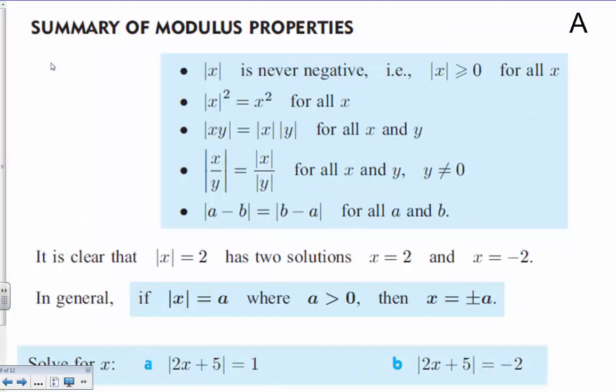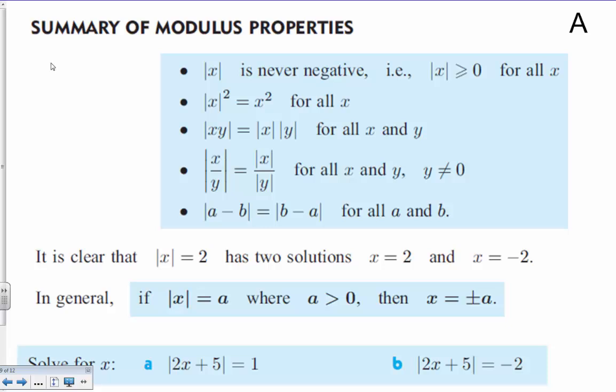Like everything else that we've looked at that has rules or properties, but now we have the properties that are particular to modulus or absolute values. Well, you can never have a negative absolute value. It's always going to be greater than or equal to 0. The absolute value of the square of an absolute value is the same as just squaring a regular number. All of these, to me, make sense.